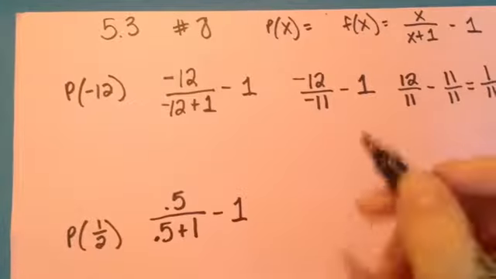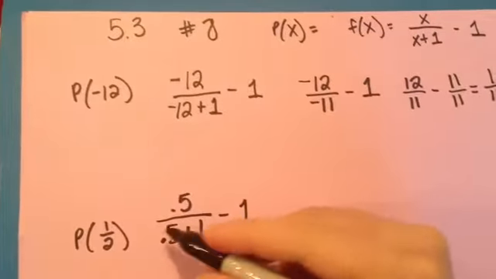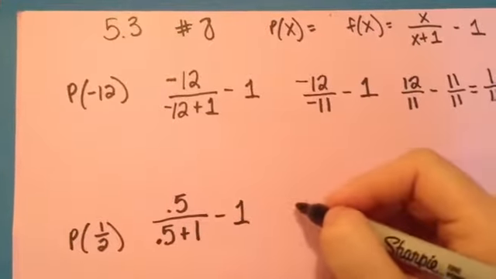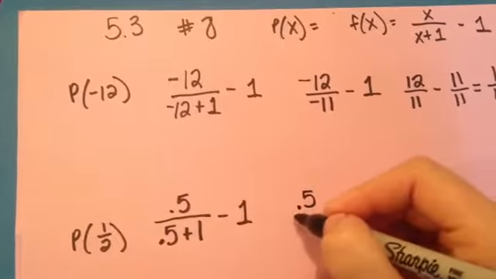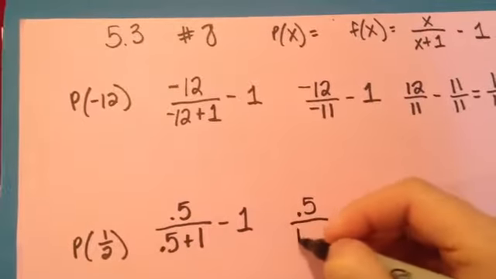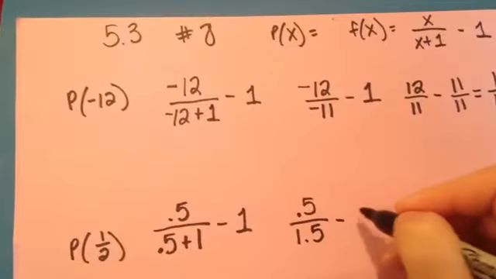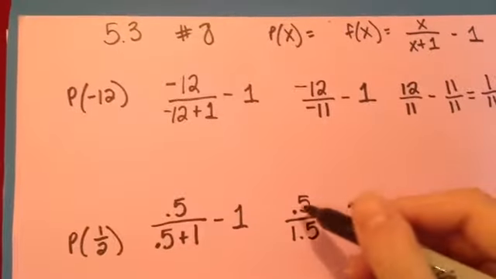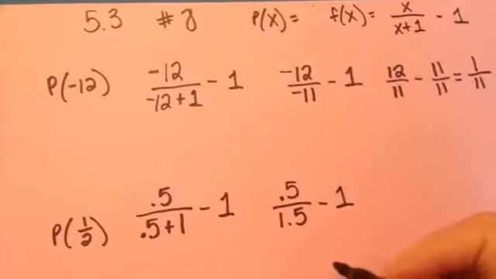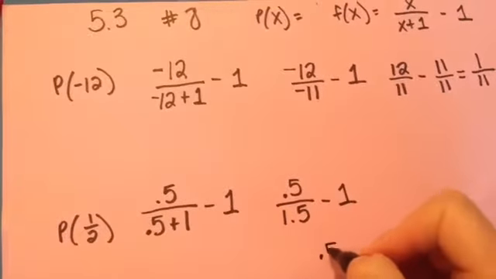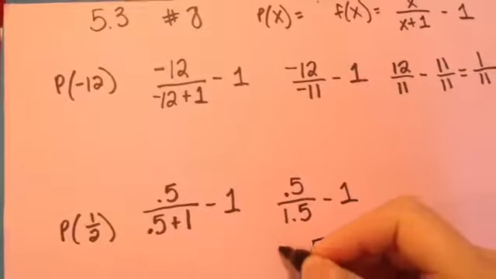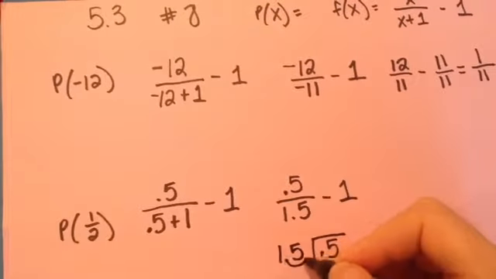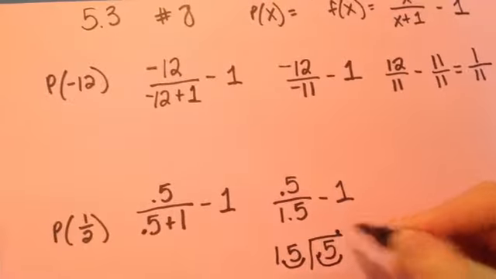So I'm going to do it very similar to how I did the other problem. First I'm going to solve the bottom, this denominator. So I have 0.5 over, and 0.5 plus 1 is 1.5, and then I'm going to subtract 1. Then I'm going to go ahead and solve this. So I have 0.5 divided by 1.5. I'm just going to do the long division by hand. So I have to move the decimal over, move the decimal over.